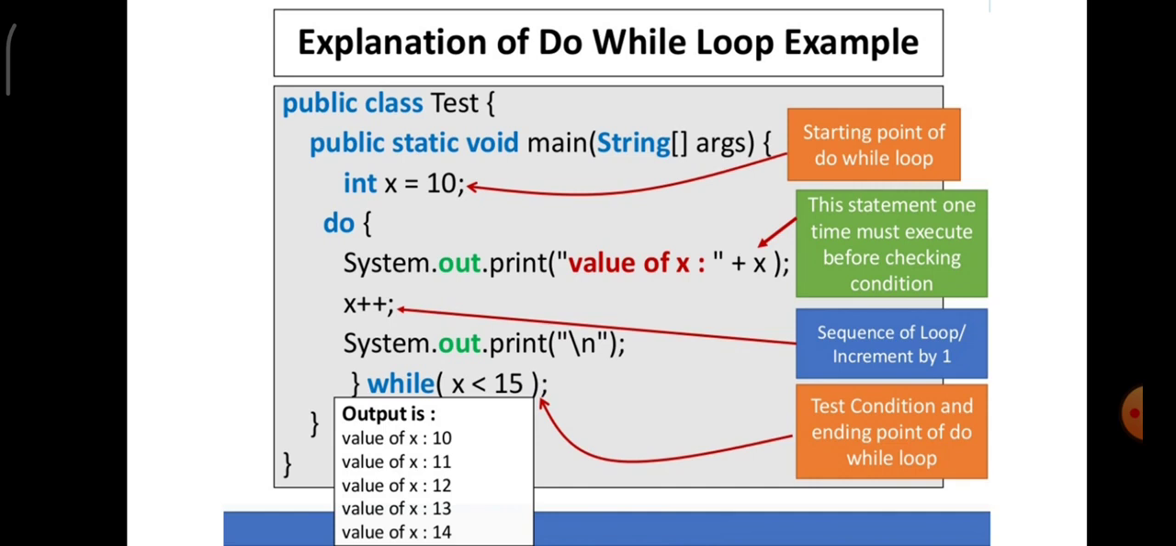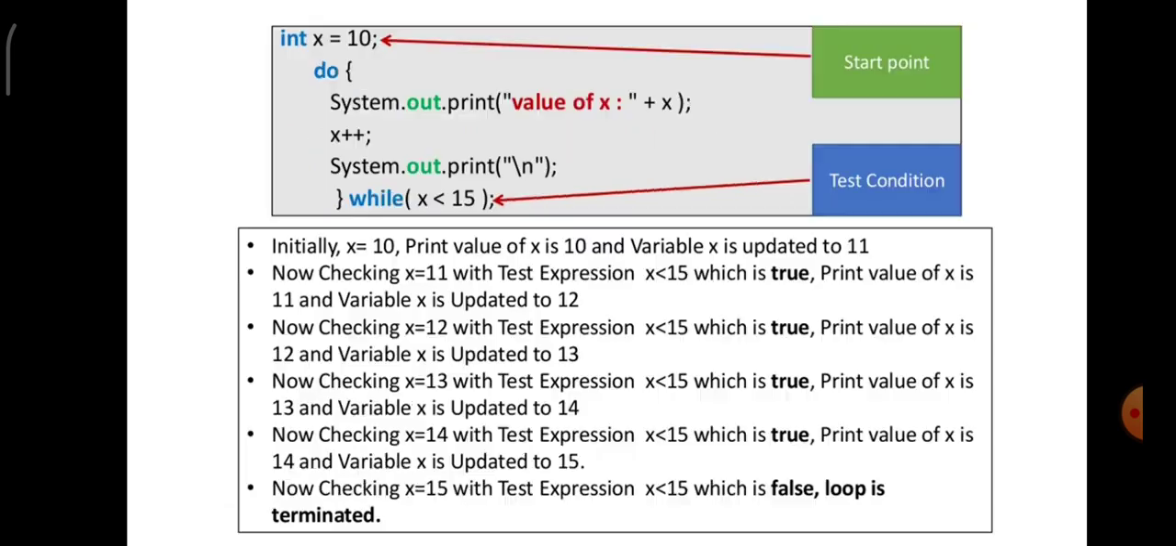Is 15 strictly less than 15? The condition fails. It comes out of the loop. So finally the output you are going to print is the value of x from 10 to 14. When it is 15, it is false, it comes out of the loop. That is what is given in the steps.